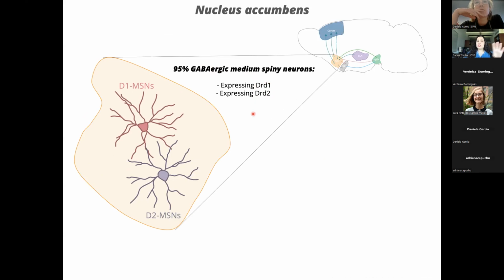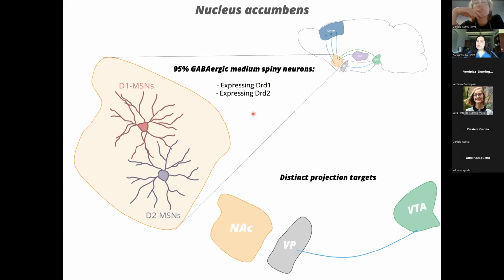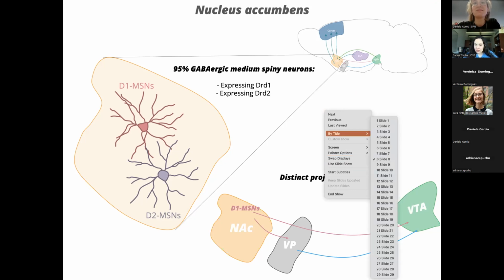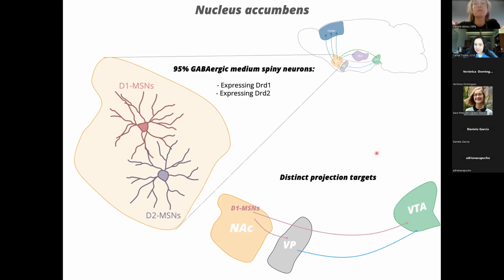In addition to this genetic identity, they are also segregated in terms of circuit because D1 MSNs send signals to output brain regions, for example, such as, I have your faces in front of me, so I have to switch again this. Sorry, I can't, it's okay.